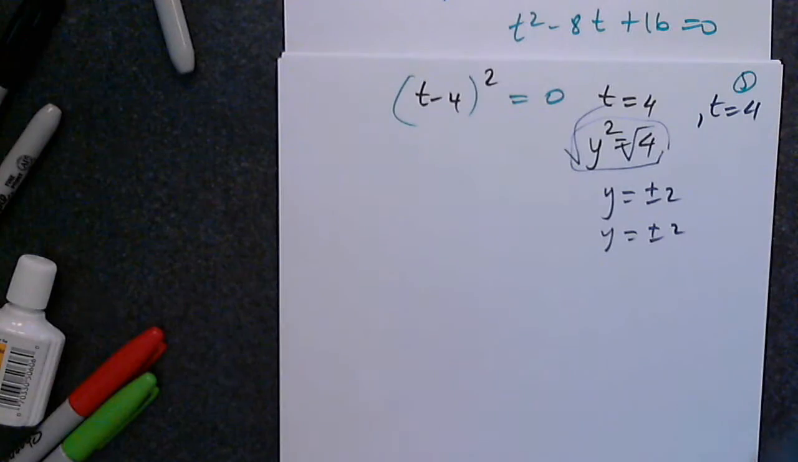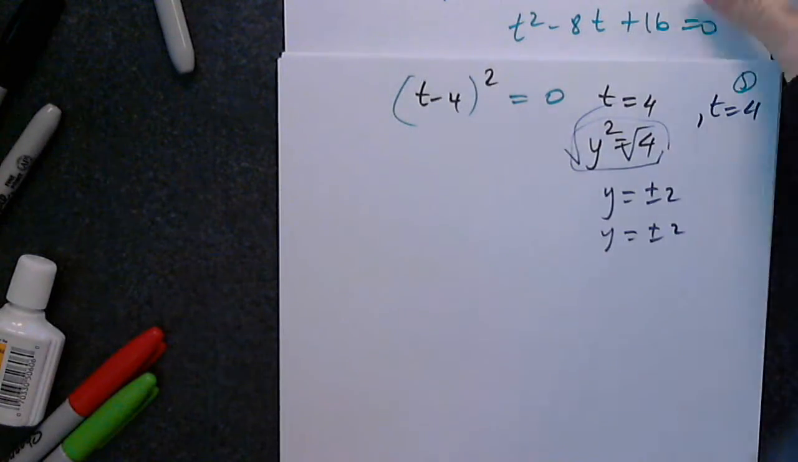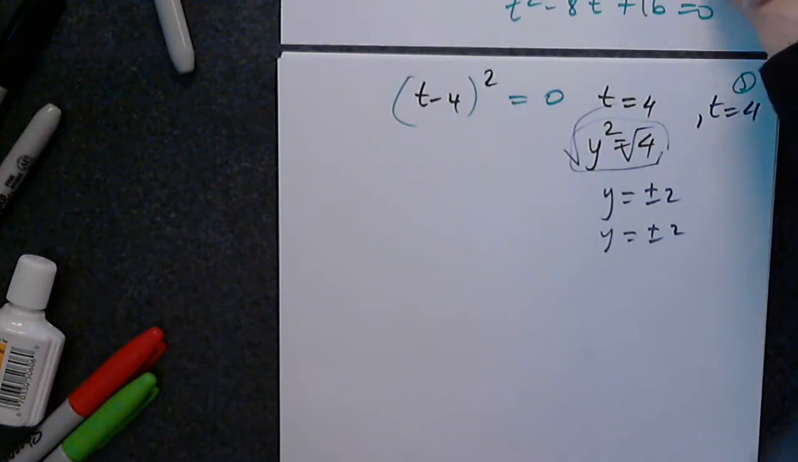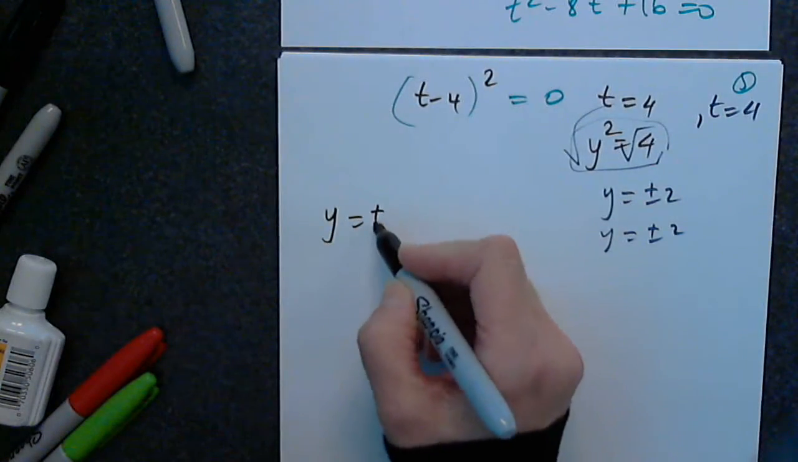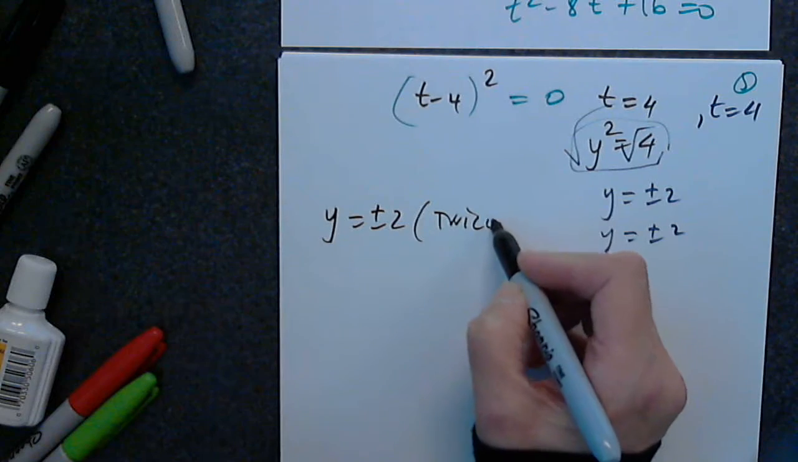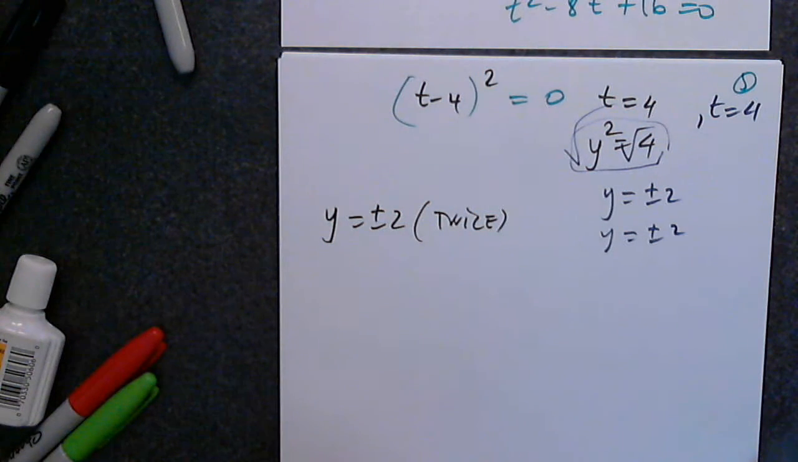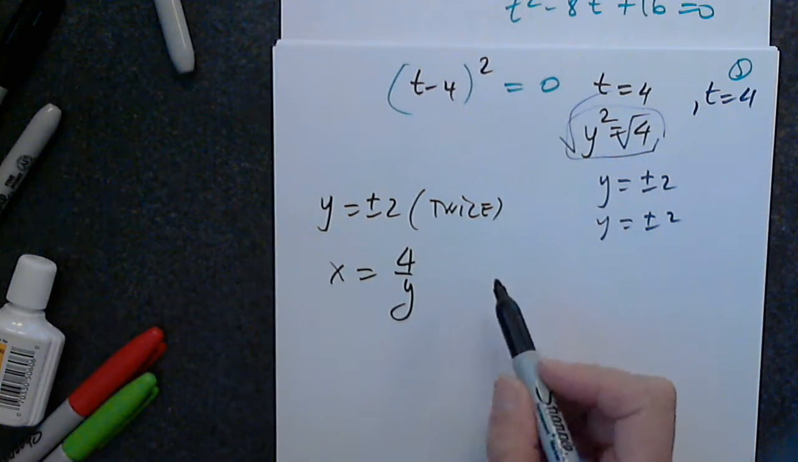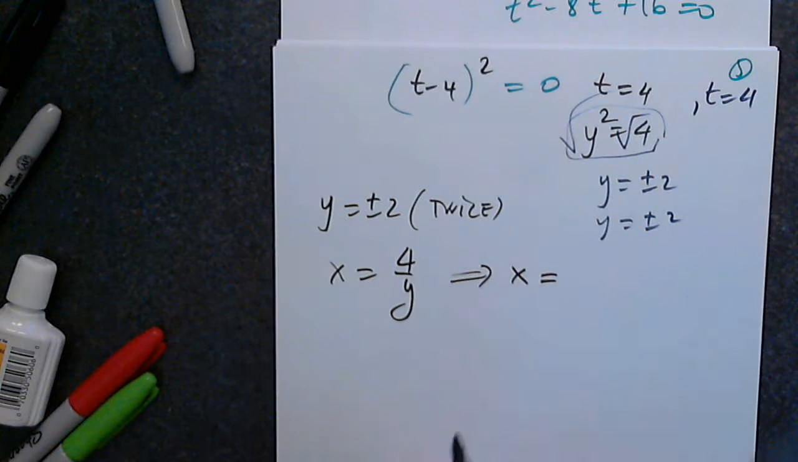I have y, but I haven't finished, right? I have to go back to x equals 4 over y. So I have that y equals plus or minus 2 if you want twice, because we talked about 4 solutions. So each of them appears twice. But then I have to go back to x equals 4 divided by y. And from here I will get 2 different x values.